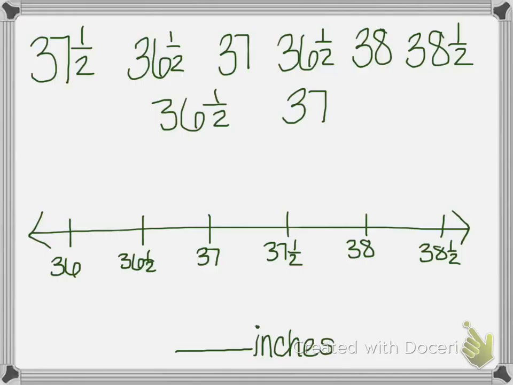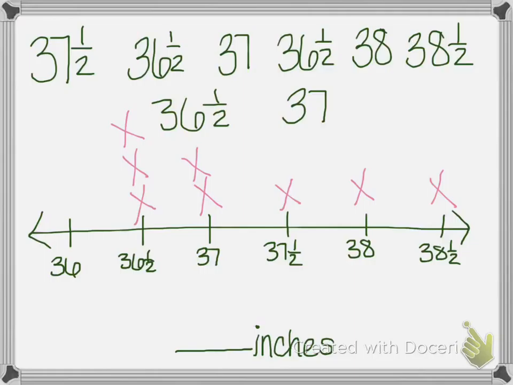Then it wants you to find the difference between Antonio's longest jump and Antonio's shortest jump. So first you have to mark them down. So 37 and a half goes here, 36 and a half, 37, 36 and a half, 38, 38 and a half, 36 and a half, and 37. So again, for each time you have a measurement, you just put an X on the line plot.